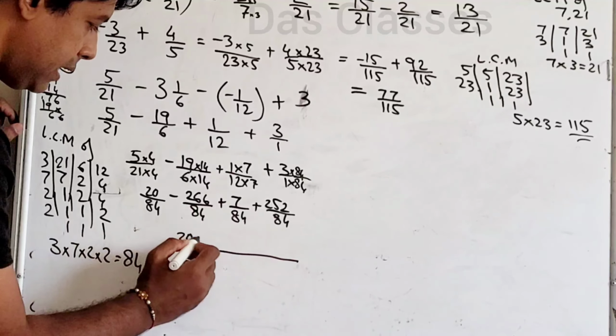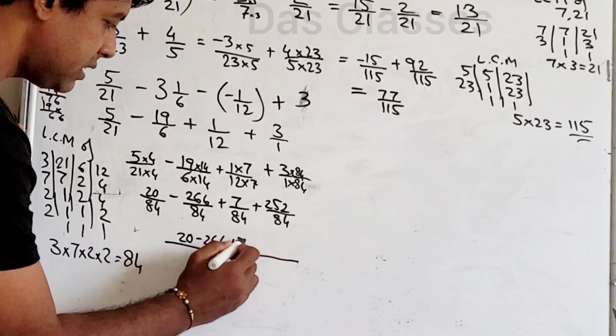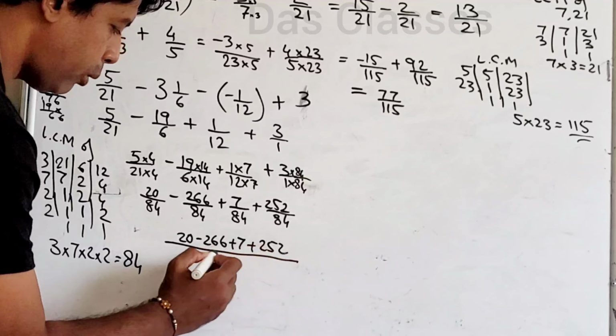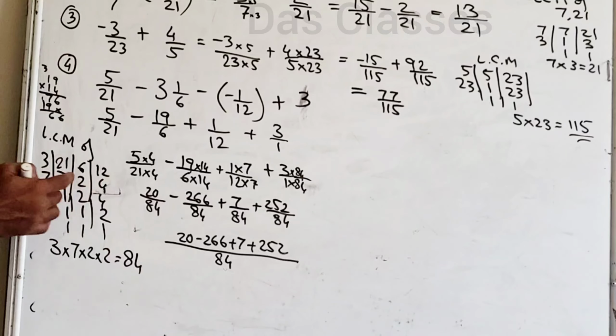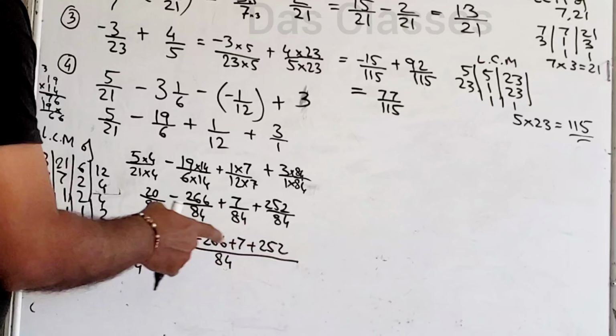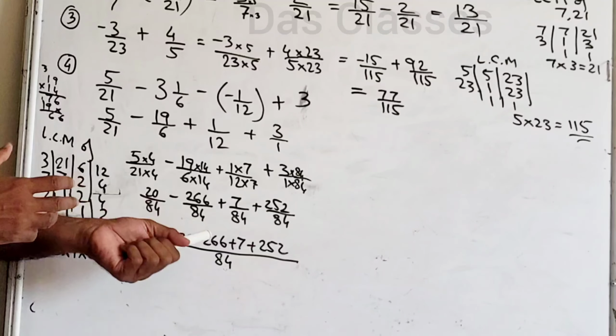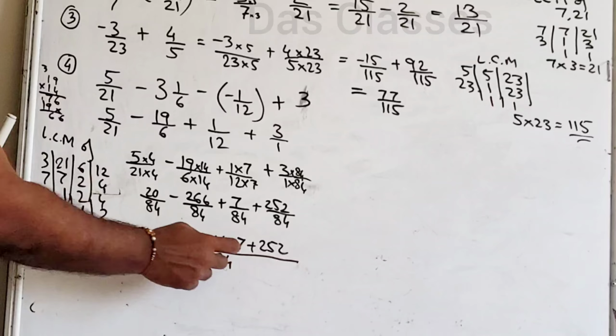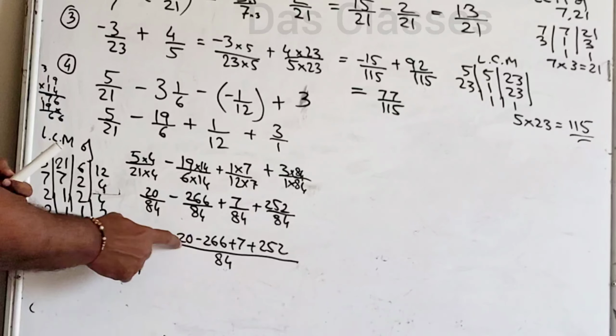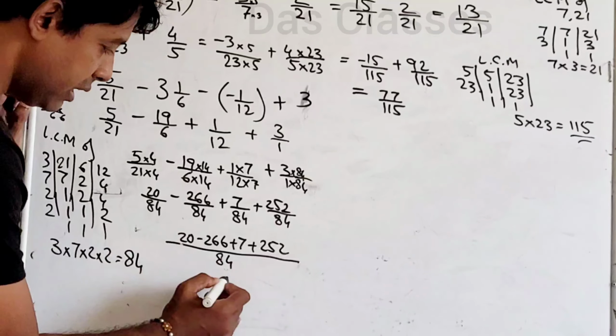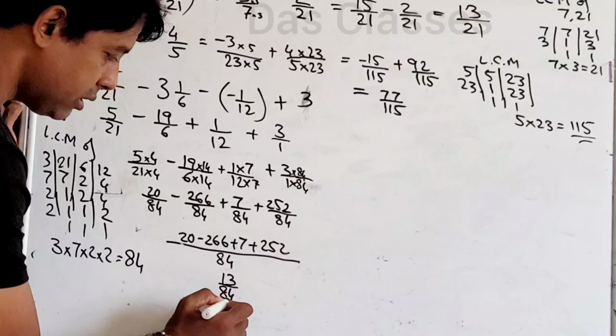So it's going to be 20 minus 266 plus 7 plus 252 upon 84. Now you do it. These are two big numbers, minus 266 plus 252. Minus plus is minus, so that's going to be minus 14. Minus 14 plus 7 would be minus 7. And minus 7 plus 20 is going to be plus 13. So the final answer is going to be 13 upon 84.